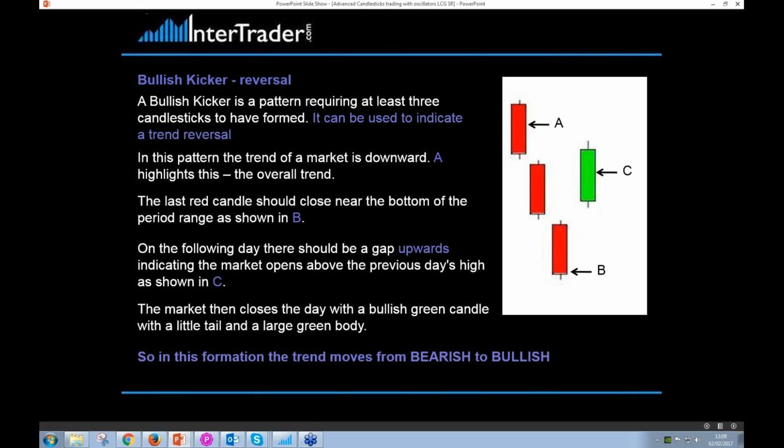So essentially, this bullish kicker reversal is nonsense. It means nothing. It's three down candles with a gap. The gap's important, not the color of the candle. Absolutely irrelevant.